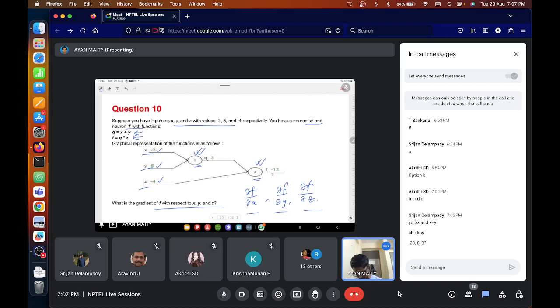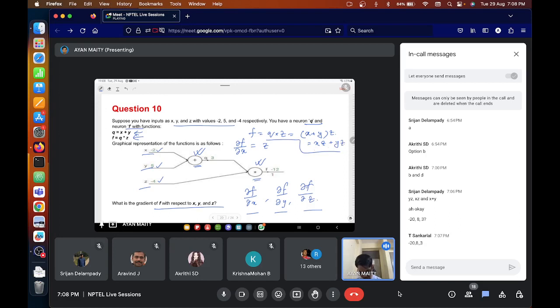So here f is q into z, which is (x plus y) into z. If I find the derivative of f with respect to x, it would be z. Yeah, this is only z, because f is x into z plus y into z.